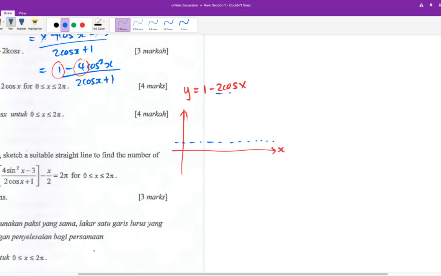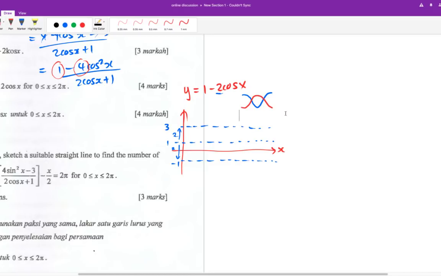So plus 1 is somewhere here. Since the amplitude is 2, from 1 here I will add 2 units to the top and 2 units to the bottom. Therefore I will have 3 here and then negative 1 here. So over here this is 3, this is 1, this is negative 1. Because this is negative 2, your cos graph would look like this without the negative, but with the negative, the graph will flip over. The graph will look like this.